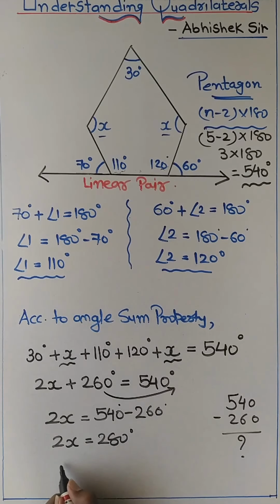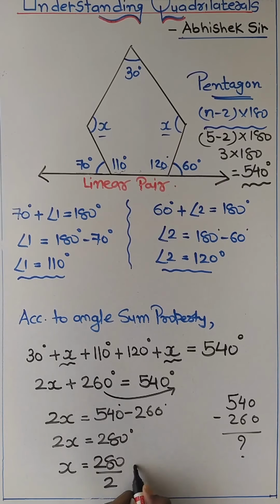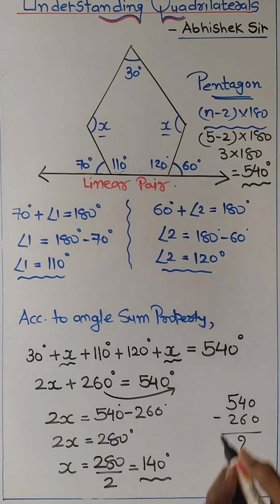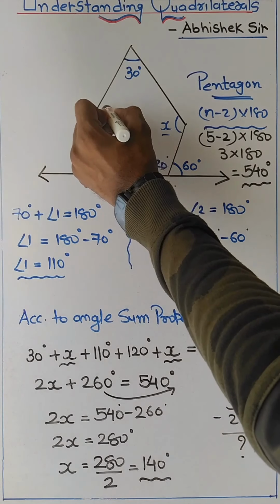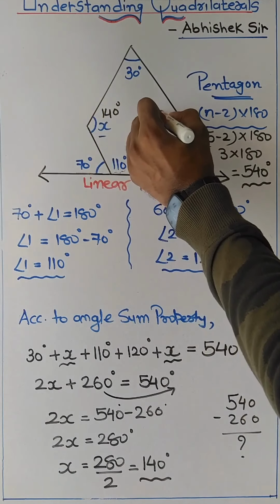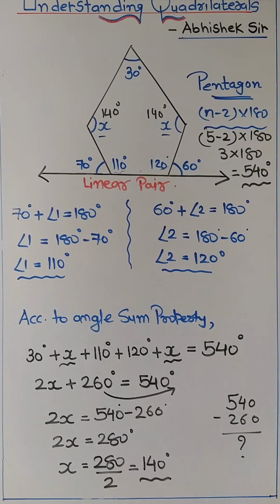So now we have to find out x. So take this 2 to the other side. As here it is in multiplication, on the other side it will go in division. So simplifying that, 280 by 2 is 140. So what is the value of x? That is 140. Remember, 140 will be over here also, 140 will be over here also.